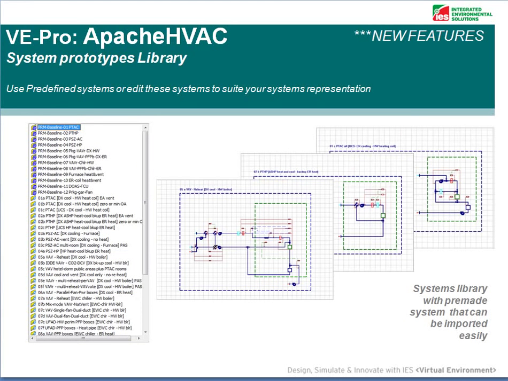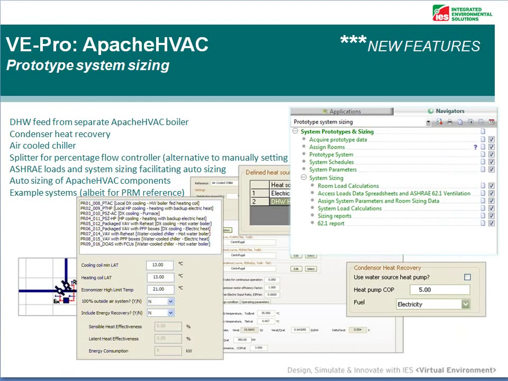We've put a lot of development over the last 3 years into Apache HVAC and its capabilities. One of the items we've introduced is the System Prototypes library. The library contains pre-made systems that can be imported to your project. So you can choose your predefined system and import it to your project, and then you can edit it to represent your real building systems easily. As well as this, we've also introduced the System Prototypes and Sizing Workflow Navigator tool. This navigator walks you through the process of Apache system setup and sizing your Apache HVAC networks automatically.